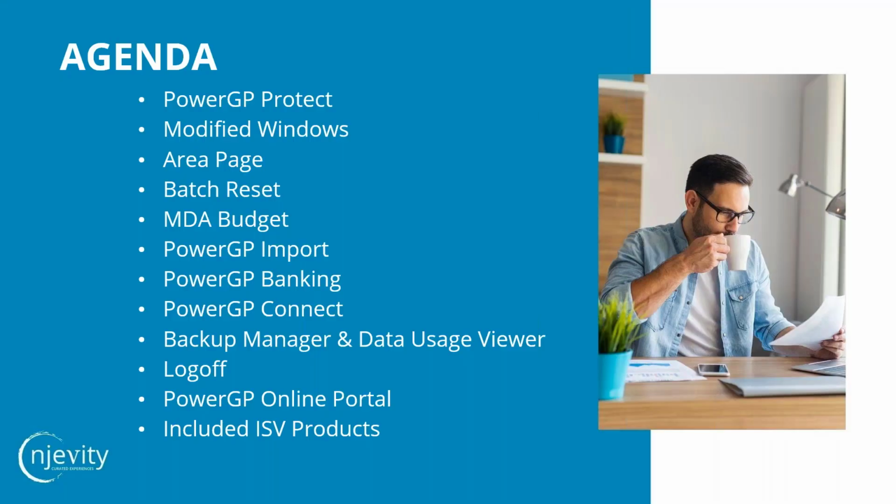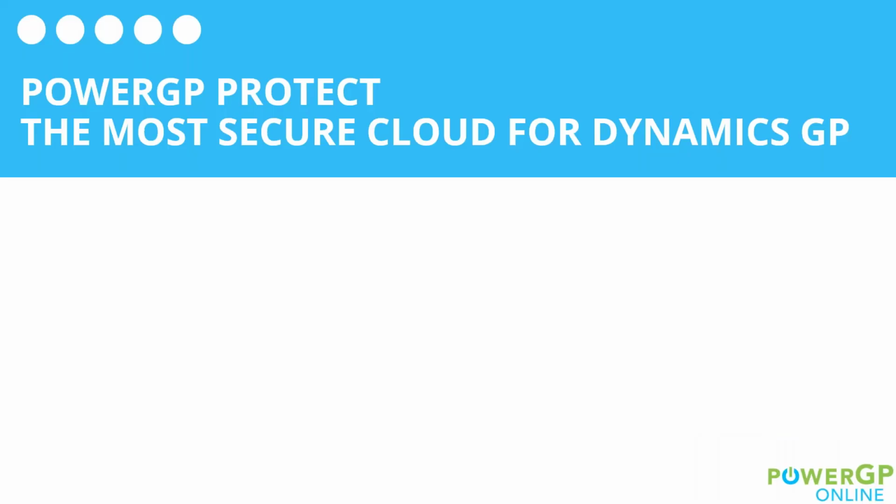With that, we have a lot to cover today. PowerGP Protect, our modified windows, our own area page, a batch reset tool, multidimensional analysis budgets. We've got PowerGP Import, PowerGP Banking, PowerGP Connect, our backup manager and data usage viewer. I want to touch on our log off button, and I think we're going to skip the online portal today, and then we will talk a little bit about the ISV products.